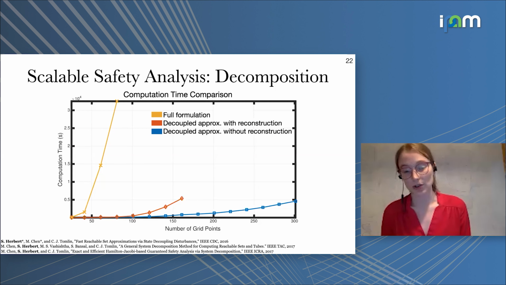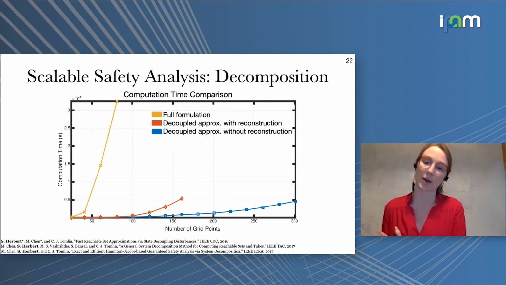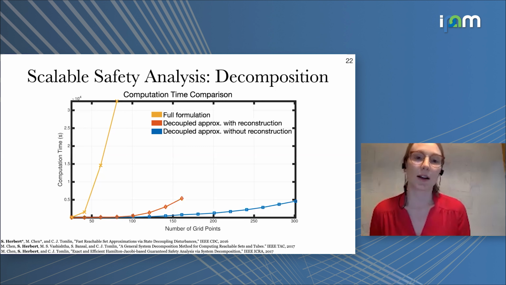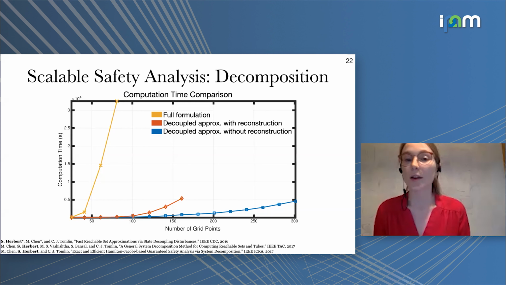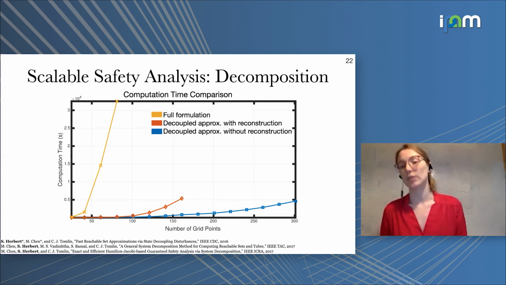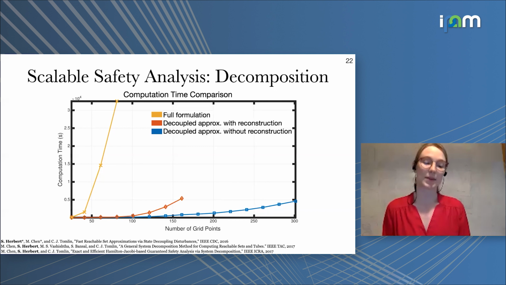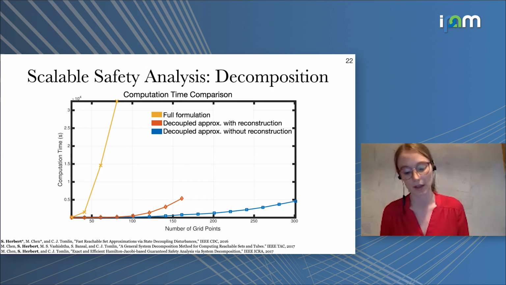This is the computational time comparison with number of grid points. So on the x-axis, as we go up with number of grid points, on the y-axis, I'm showing computation time. In yellow is the full formulation. In red is the decoupled approximation, where we reconstruct afterwards. And in blue is the decoupled approximation without reconstruction, with the idea that maybe in some cases you only need to reconstruct locally around states of interest.